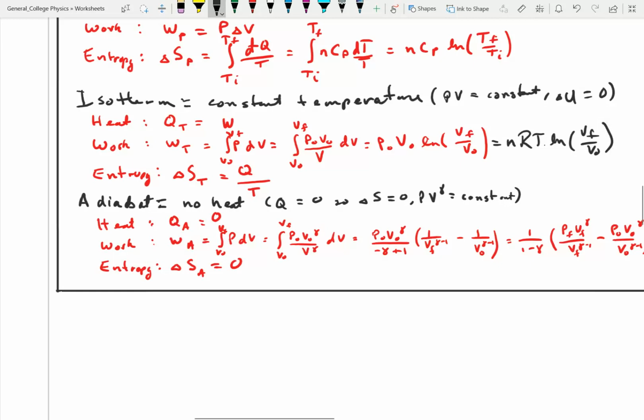Notice I don't have to put T initial or final there because it's a constant temperature. So the second form, the one I wrote in black, is probably the more useful one. And then for an isotherm, the change in entropy is just Q over T since the temperature is constant.